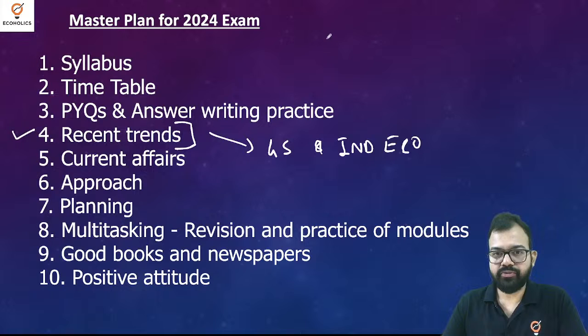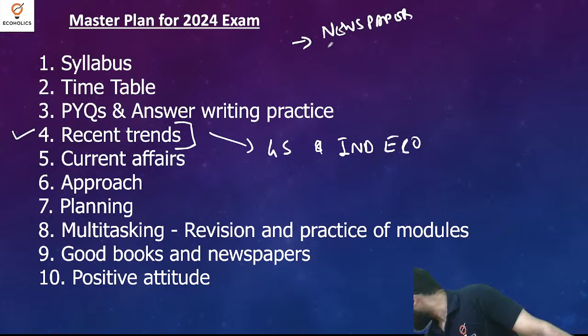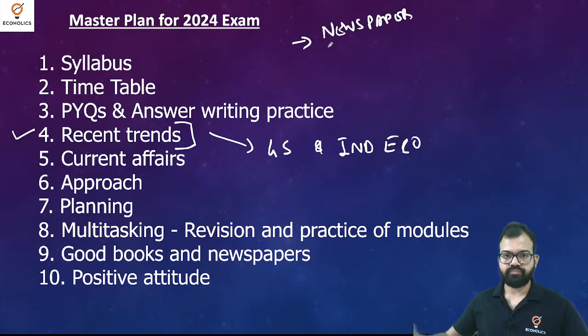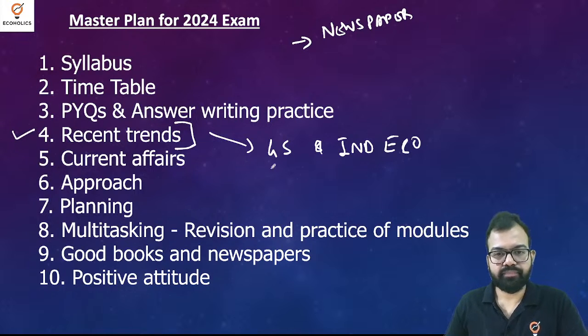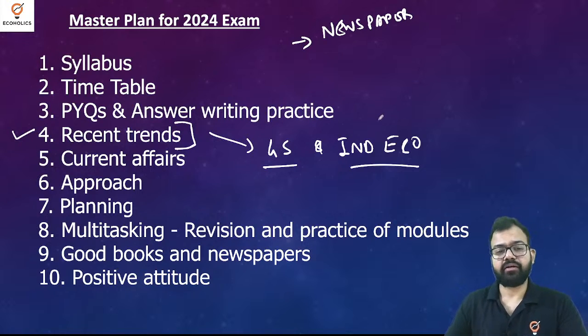Now for recent trends, what will you do? You will read the newspaper. Now recent trends in GS and Indian economy are very important because all the questions in GS you will get on the basis of a big news item, which is related to geography or disaster management, a political aspect in polity, a historical aspect. Suppose this is 2023, what happened in 1923, what happened in 1823. So these are the things very vital, related to contemporary events. Now recent trends you will get from the newspaper only.